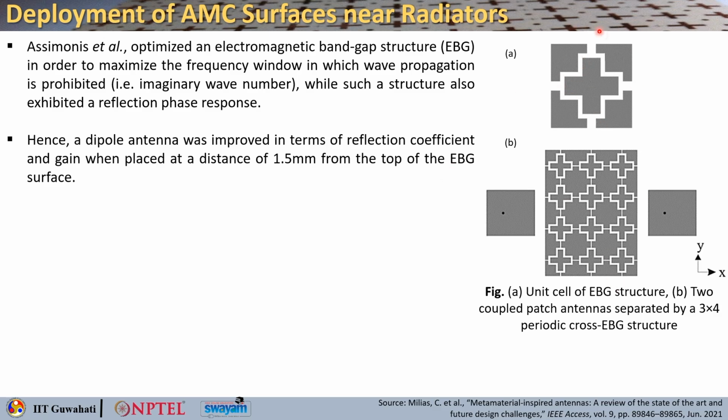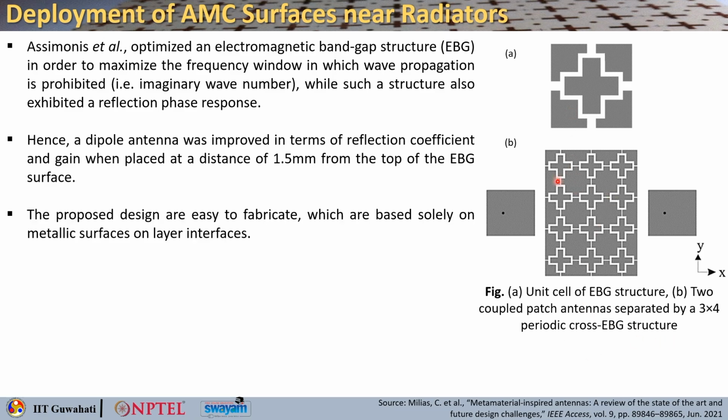So, here you can see this is the unit cell of the EBG, electromagnetic band gap structure. And here you have the two coupled patch antennas which are separated by this overall structure. This is basically a 3 by 4 periodic cross EBG structure. Okay. So, what is the advantage here?